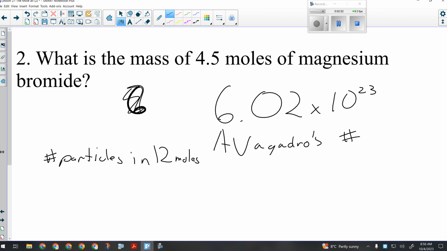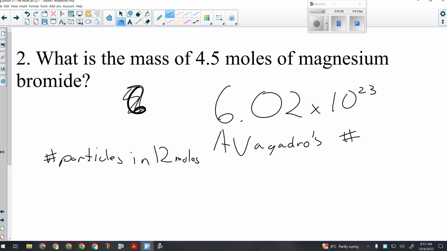Now, what if I was to ask you, I have 36 eggs. How many dozen do I have? 3. How'd you do that? You divided by the number in a dozen. So if I told you I have 7.5 times 10 to the 26 particles, how many moles do I have? You would take that number and divide by Avogadro's number. All you're ever going to do with that number is multiply by it to get the number of particles, or divide by it to get the number of moles. That's all it ever does.